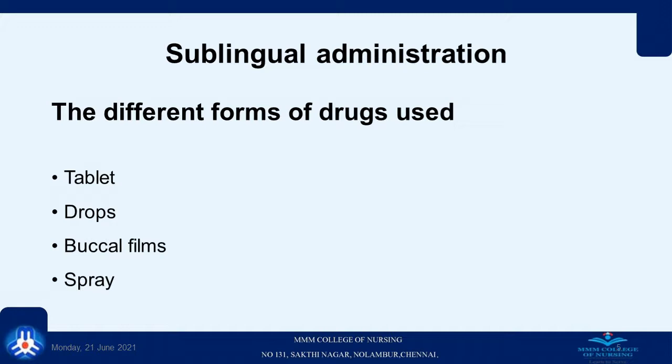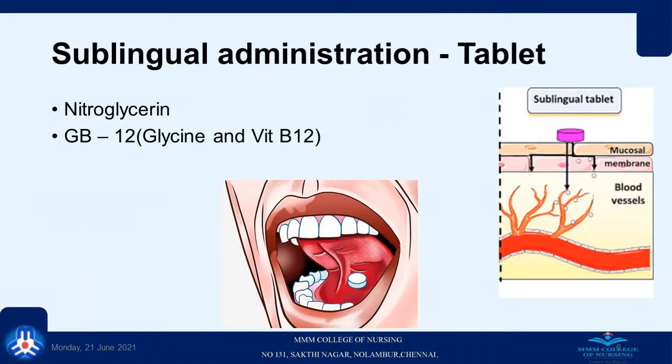There are four different forms of medications used for sublingual administration. They are tablets, drops, buccal films and spray. Tablet nitroglycerin and tablet glycine with vitamin B12 are two examples for the tablet form.